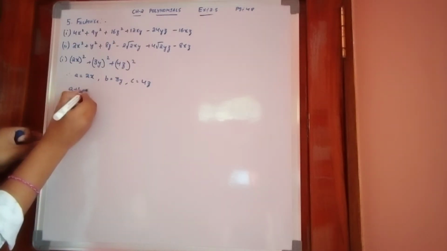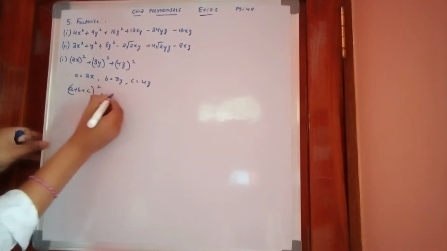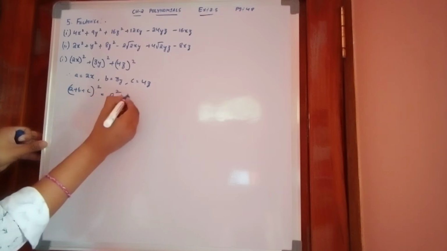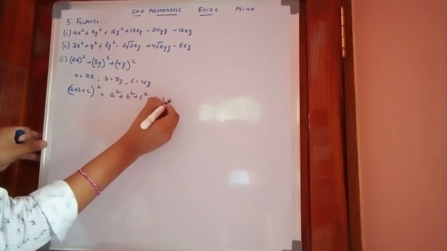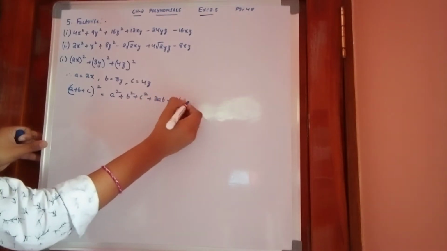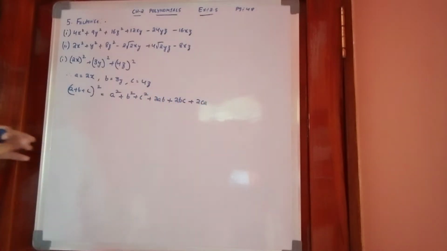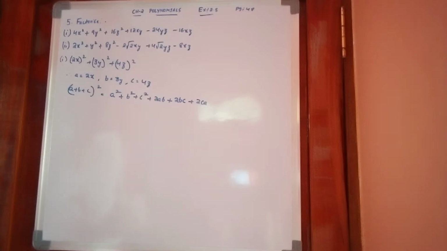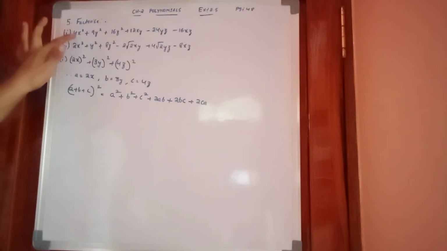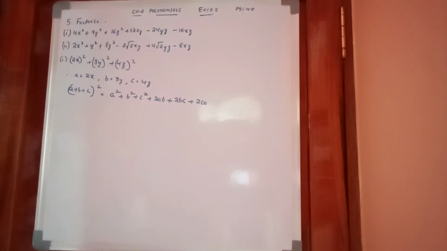(a + b + c) whole square is equal to a square plus b square plus c square plus 2ab plus 2bc plus 2ca. Okay, now writing the formula. First, observe here, we are having two minus signs. Why are we getting the two minus signs? We are getting a minus sign means in x, y, z, one of the variables has a minus integer. So that minus we have to check.